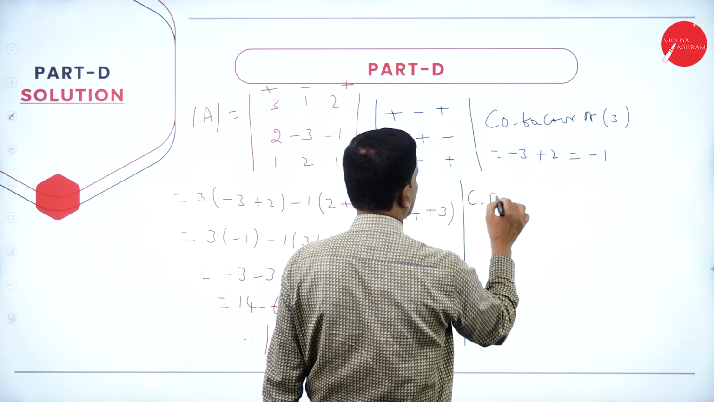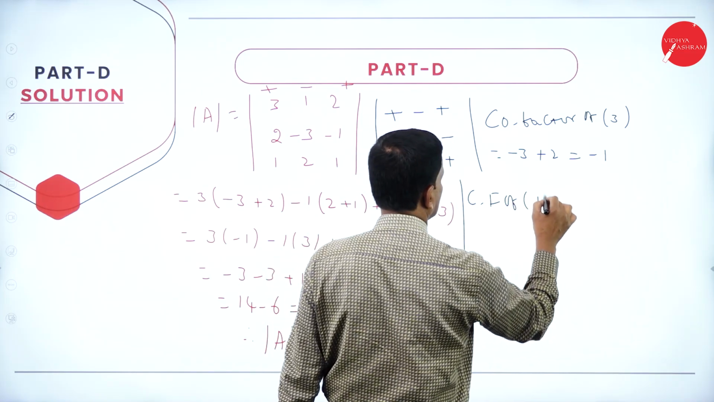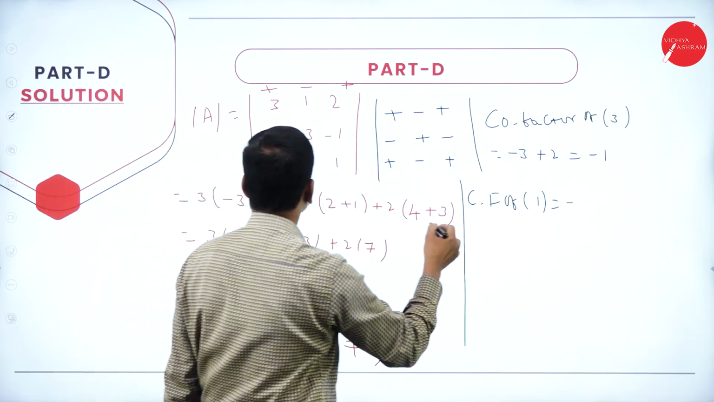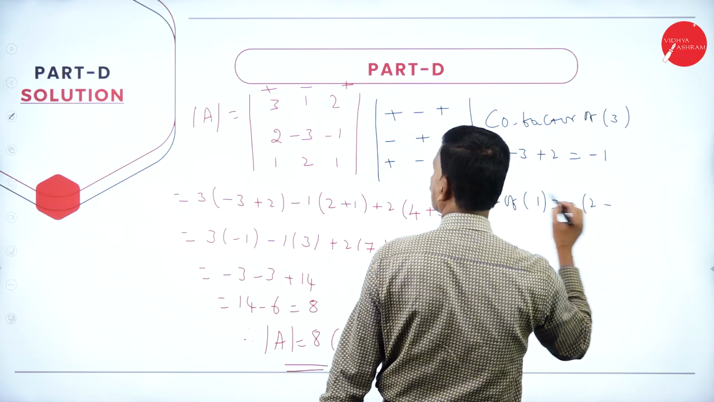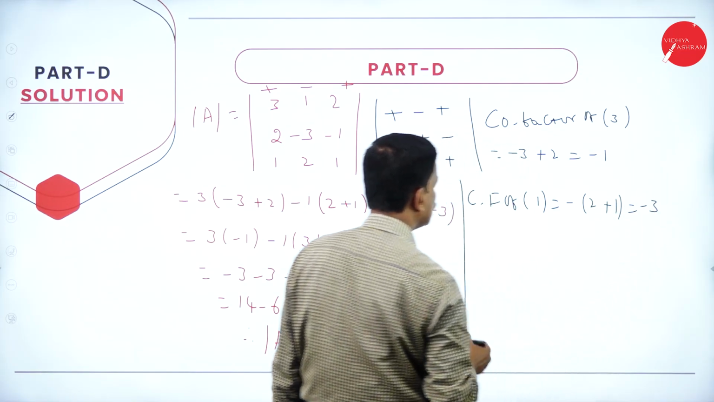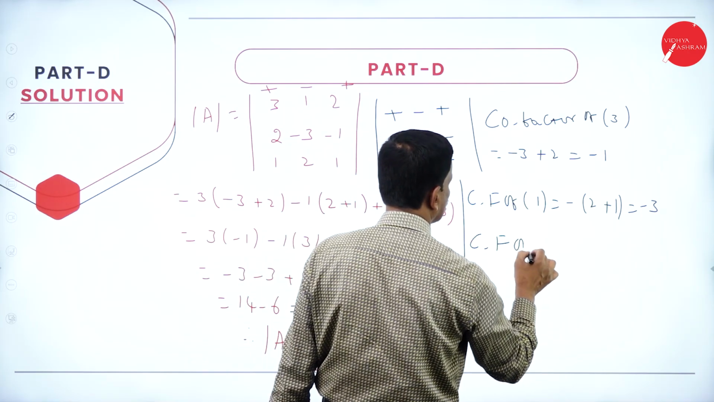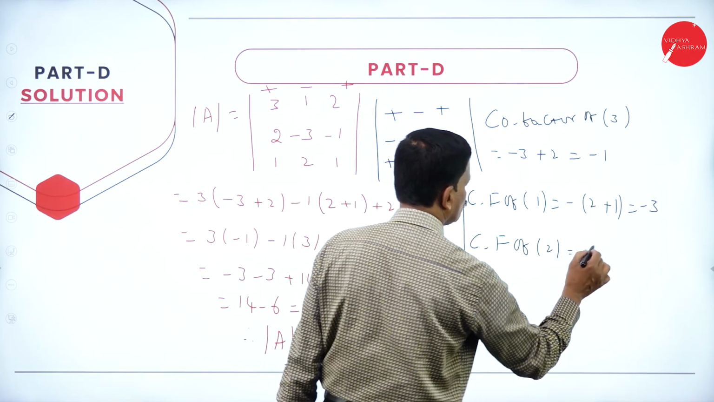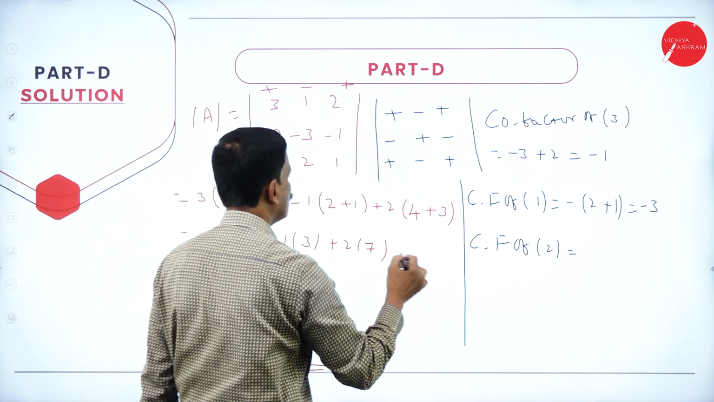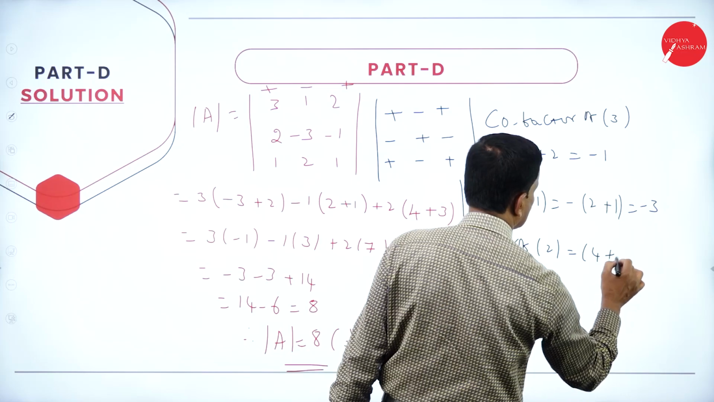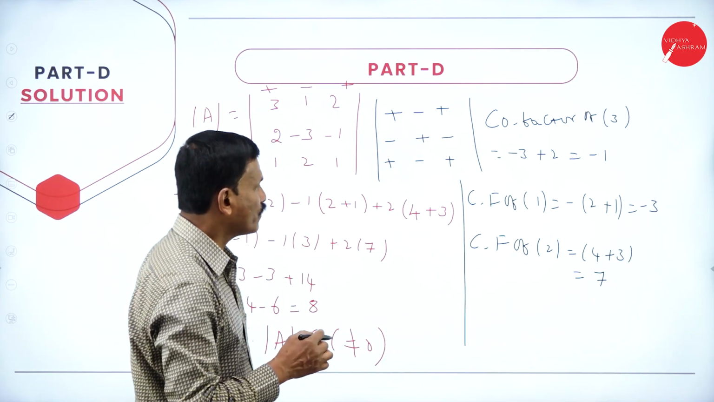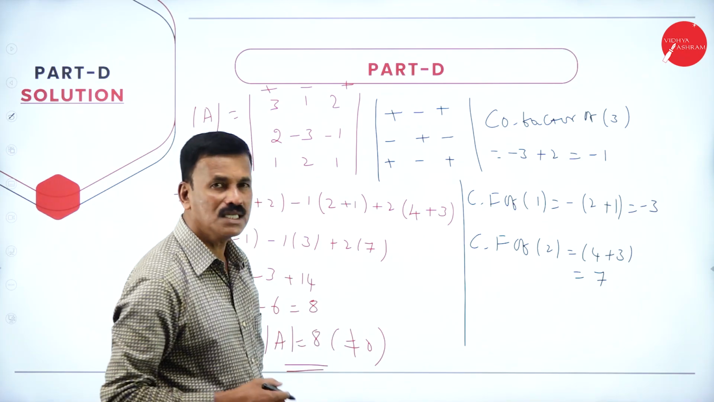Similarly, the cofactor of the second element, 1, is equal to minus (this row and column is gone) 2 ones are 2, minus into minus plus 1, that's equal to minus 3. And similarly, the cofactor of the third element, 2, is equal to, this row and column is gone, 2 2s are 4, 4 plus 3, that's equal to 7.